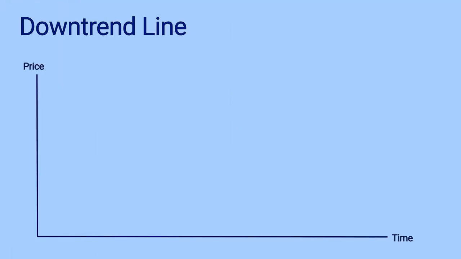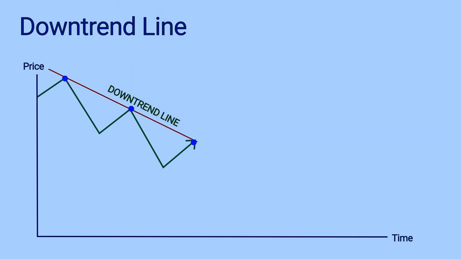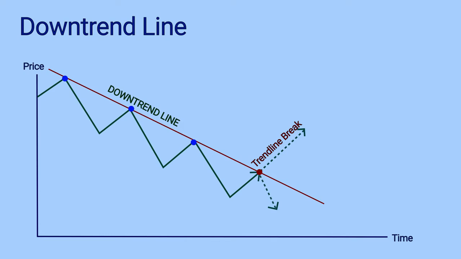Similarly, in a downtrend, after the first down move there is a pullback, and after the second down move there is again a pullback. Joining the tops of these two pullbacks, we can draw a downward sloping trend line. Now the third time the trend line is reached, the price can break the trend line and go higher, or it can take resistance at the trend line and go lower.